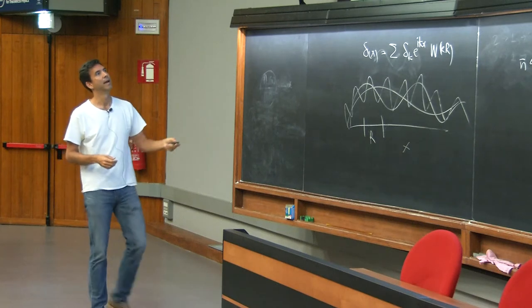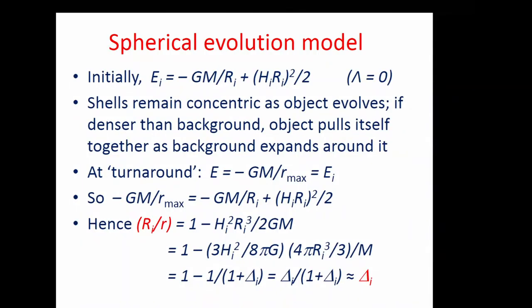Okay? And so that means by just doing energy conservation, we can match the energy at turnaround to the initial energy. And then the rest is just algebra, rearranging these things. What you'll find is that the ratio of the initial size to the turnaround size will depend on how dense the object was initially. And that makes sense. If the object was not very dense initially, it will expand more before gravity pulls it back down. If it's super dense, it doesn't expand very far before it collapses.